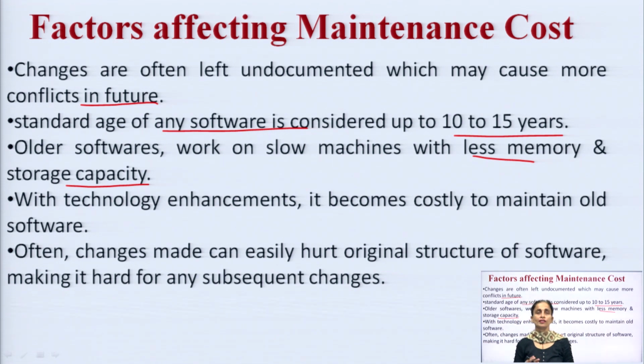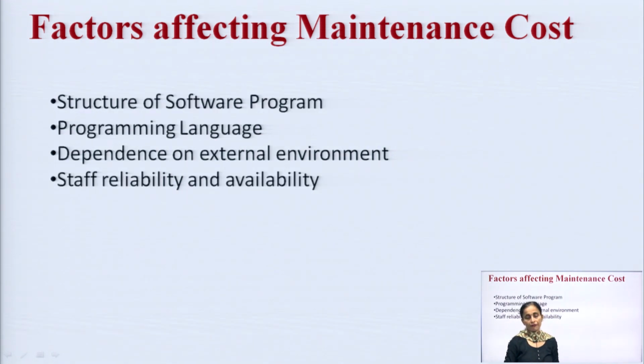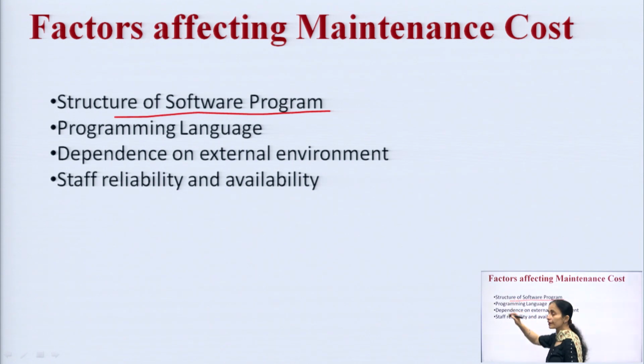So, either our old software should have the capability to tune up with these new changes, or directly we should switch over to the new software. Then often changes are not easily made using the original structure of the software, and it becomes very hard to find these subsequent changes. Then, a factor affecting the maintenance cost in terms of software is the structure of the software program that needs to be completely changed, that again increases the software maintenance cost.